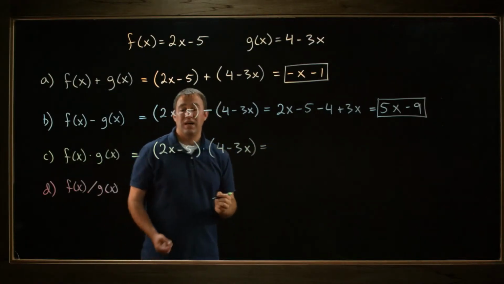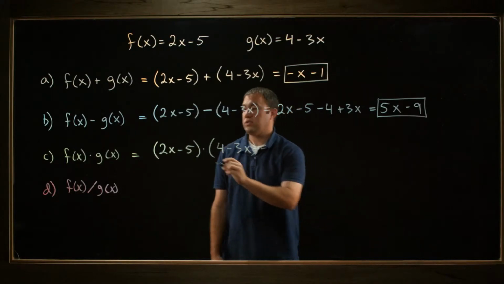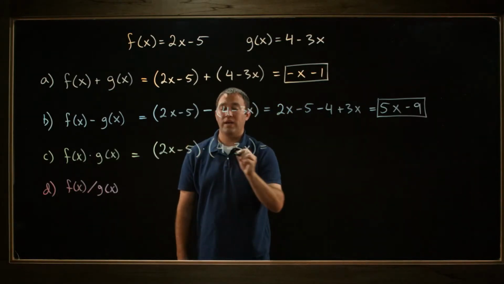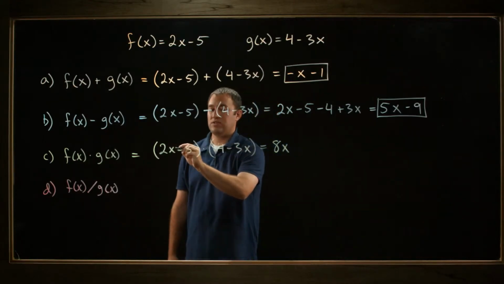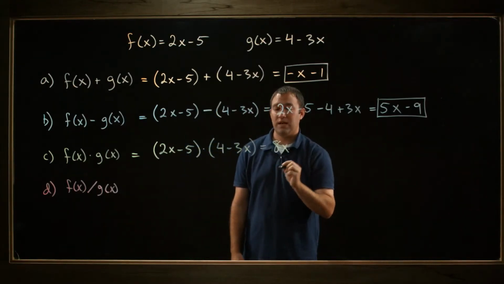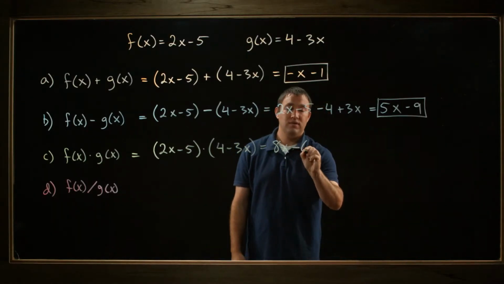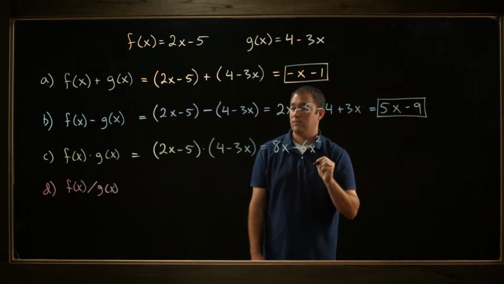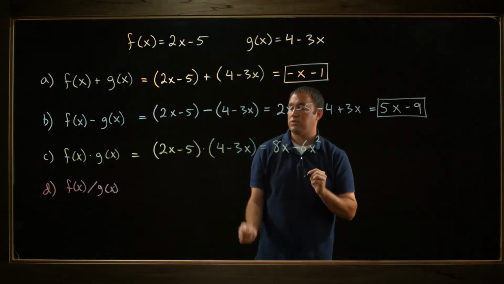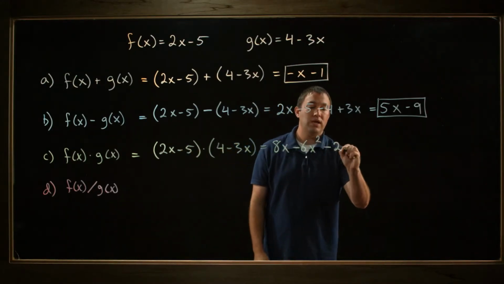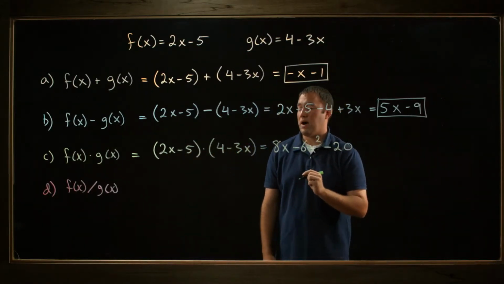Now when I do this, I need to remember how to multiply two binomials together. So first let's multiply their first terms. 2x times 4 is 8x. And then I'll multiply this 2x by the negative 3x. 2x times negative 3x is negative 6x squared. And then I'll multiply all these terms by negative 5. So negative 5 times 4 is negative 20. And negative 5 times negative 3x is a positive 15x.